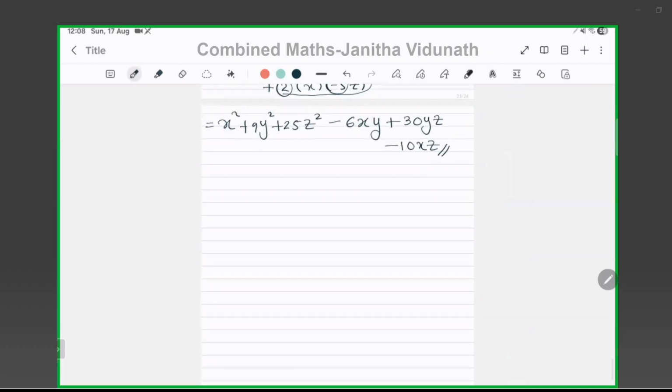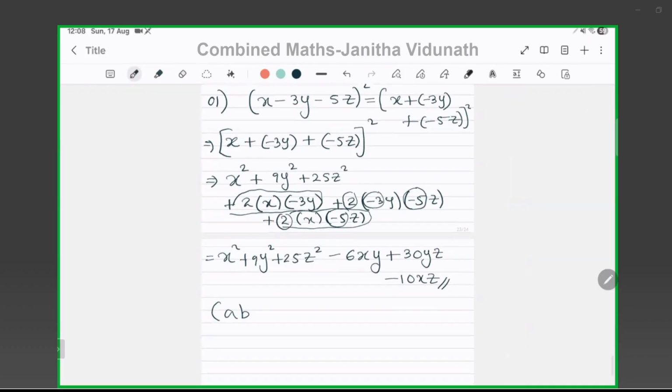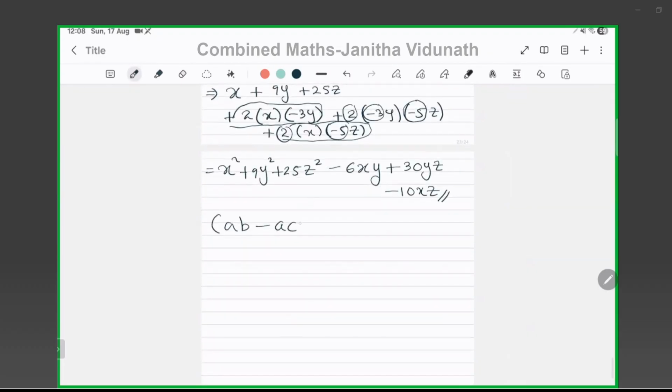Our second question is (ab - ac - bc) whole square.